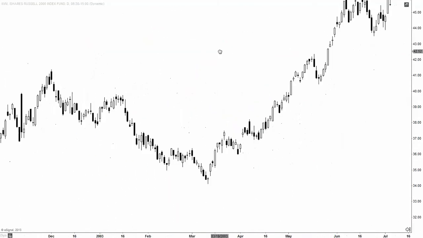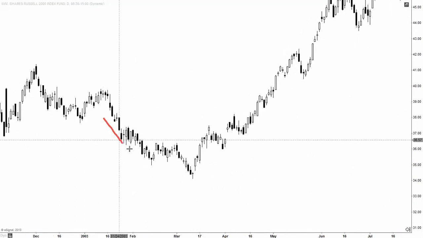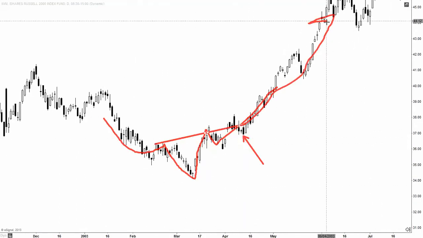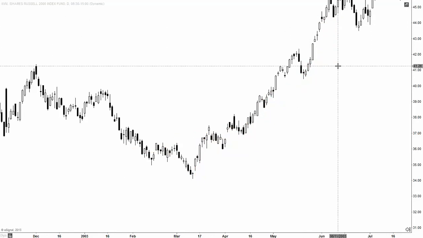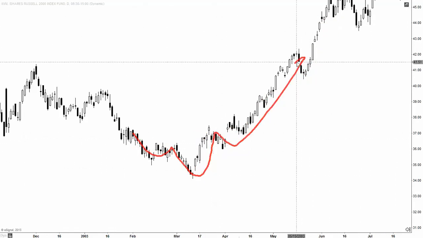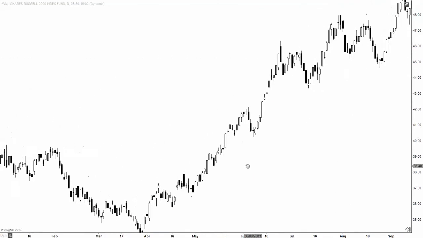Let's continue. This is a beautiful inverted Head and Shoulders here. Neckline broken. This thing continued there. But we're not looking at inverted Head and Shoulders. We're only looking at bearish Head and Shoulders. This is a bullish inverted Head and Shoulders, so we're not going to count that.